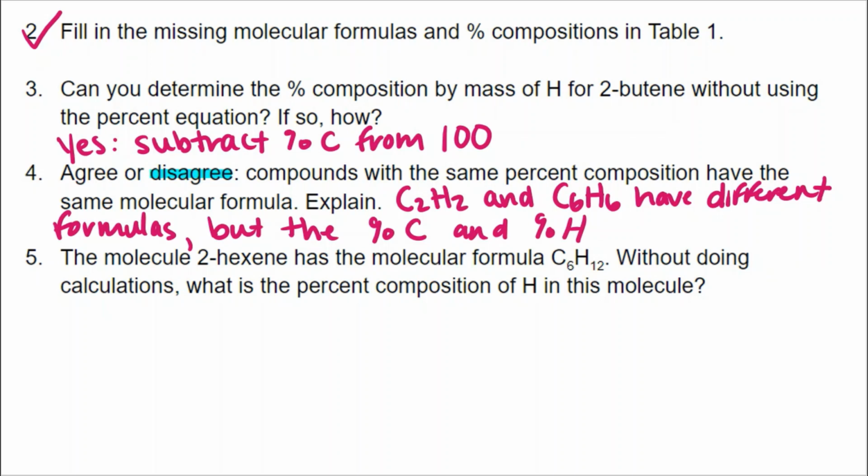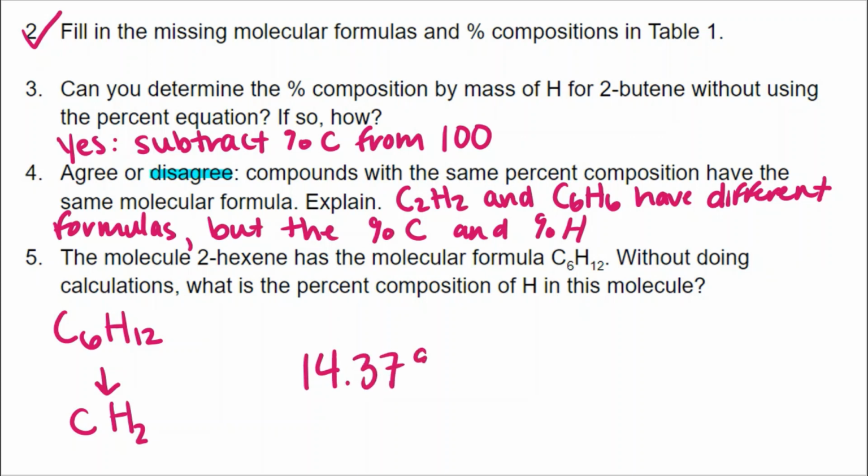The molecule 2-hexene has the molecular formula of C6H12. So without doing any calculations, what is the percent composition for hydrogen in this molecule? So C6H12, we can simplify this to CH2. So for every 1 carbon, we have 2 hydrogens. So this is going to have the same percent for hydrogen as my other compounds in the table that had that same ratio.